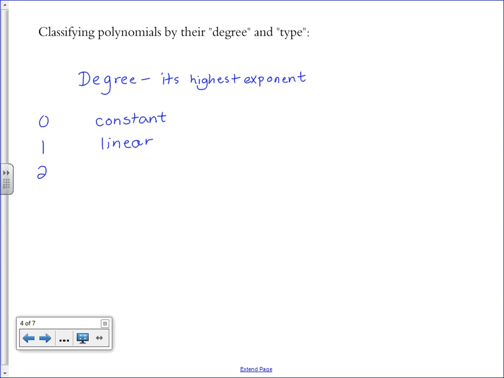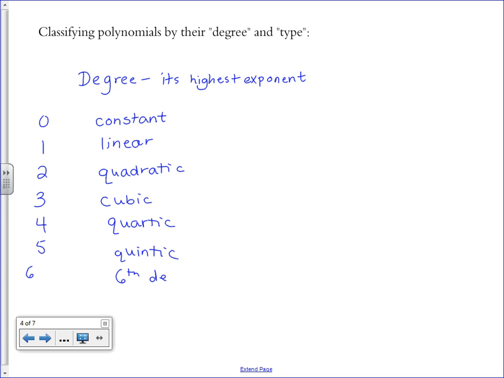If the degree is 2, we classify it as quadratic. If the degree is 3, we call it cubic. The highest degree is 4, we'll call it a quartic expression. For 5, we'll call it a quintic expression. And for 6, it would just be called 6th degree. So at this point, we stop giving them unique names. Call it 6th degree. For 7, you would call it a 7th degree, and so on.